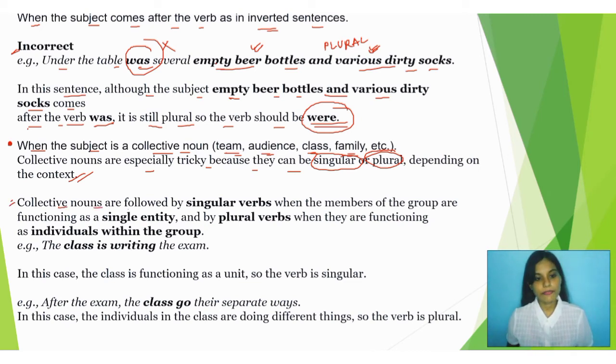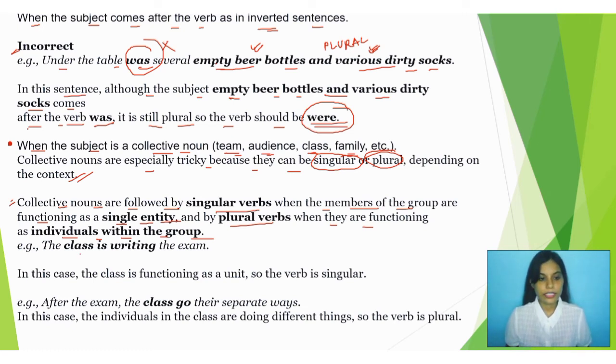So collective nouns are followed by singular verbs when the members of the group are functioning as a single entity. And by plural verbs when they are functioning as individuals in a group. So if you think that the sentence is talking about individuals within a group, then you're going to put a plural verb. And if you think the entire collective noun or the group is functioning as a single entity, then you're going to put a singular verb after it.